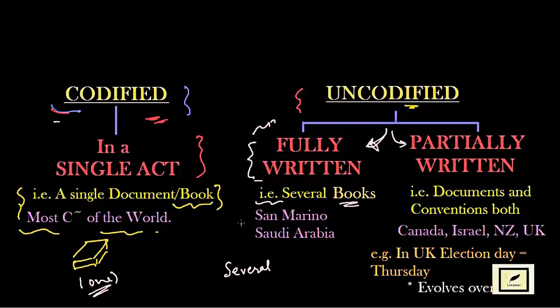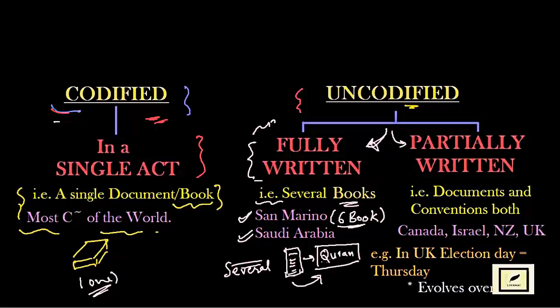For example, at present in the world we have San Marino and Saudi Arabia having these kinds of constitutions. San Marino is governed by 6 books. That is, their constitution is written in 6 volumes. And Saudi Arabia has a document which has several articles in it and which refers to the Quran, the Islamic holy book. It says that whatever we are governed by is because of the Quran, whatever is written in the Quran. So these kinds of constitutions are made up of several books.